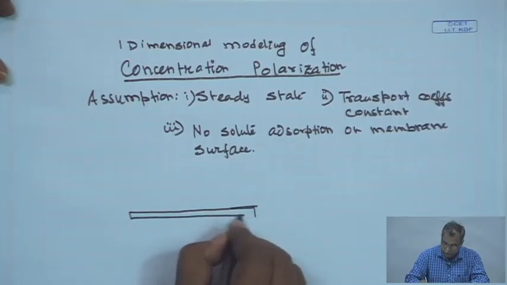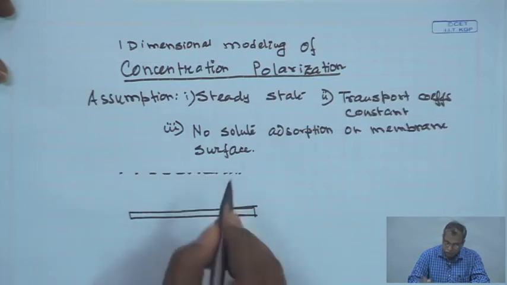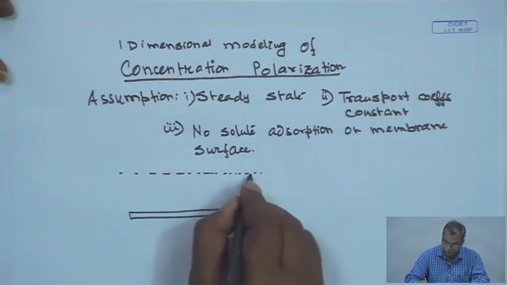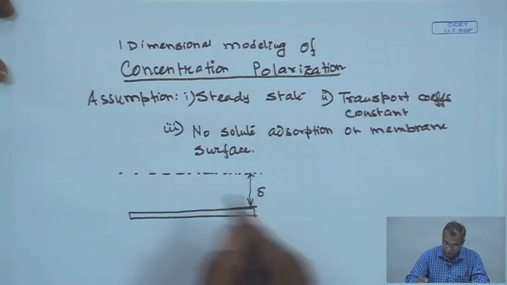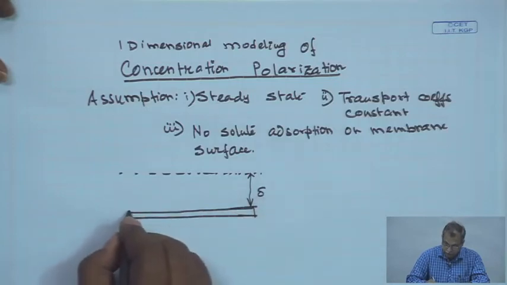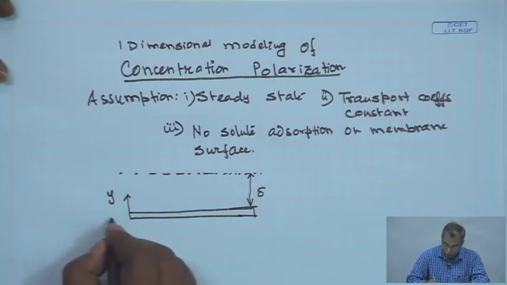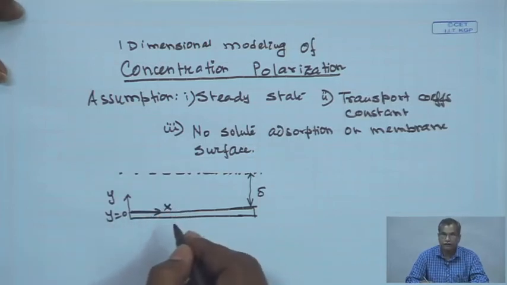So, now let us have a schematic and fix up our coordinate system. Suppose this is the membrane surface, and we are assuming a film of solute of constant thickness is formed over the membrane surface, and this constant thickness is given as delta. We fix up our coordinate system y from the bottom of the channel. So, this y is equal to 0, and this direction is the x direction or axial direction.